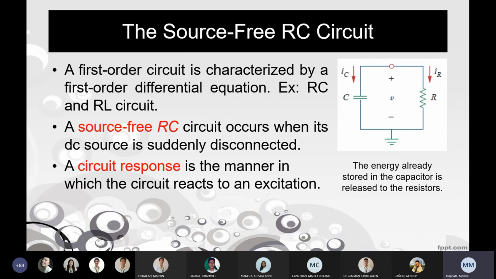So when we say first-order circuit, it is characterized by first-order differential equation. So examples of that are RC and RL circuit. So a source-free RC circuit occurs when its DC source is suddenly disconnected, and a circuit response is the manner in which the circuit reacts to an excitation. So we have here the source-free RC circuit. The energy already stored in the capacitor is released to the resistors.